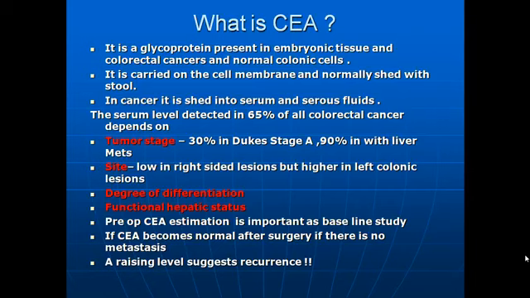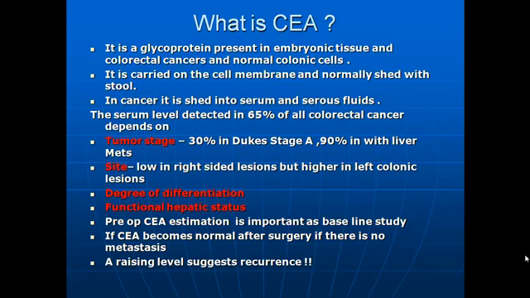It depends on the site of the tumor as well, low in the right side lesions, but higher in the left colonic lesions. This is a very important thing. The level of CEA is more in left colonic lesions in comparison to the right side. It will depend on the degree of differentiation. That is, the more undifferentiated the tumor, the more chance of an increased level of carcinoembryonic antigen. It will depend on the functional hepatic status. So it will again depend on how the liver functions.